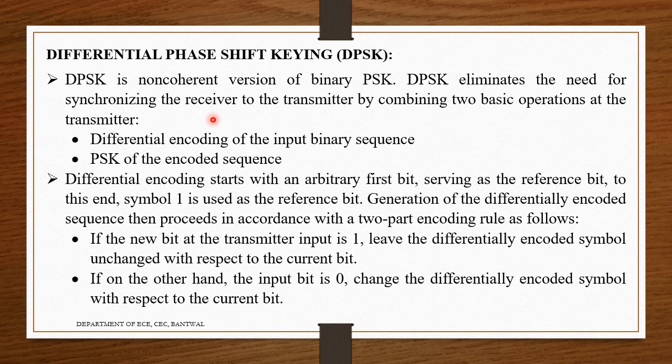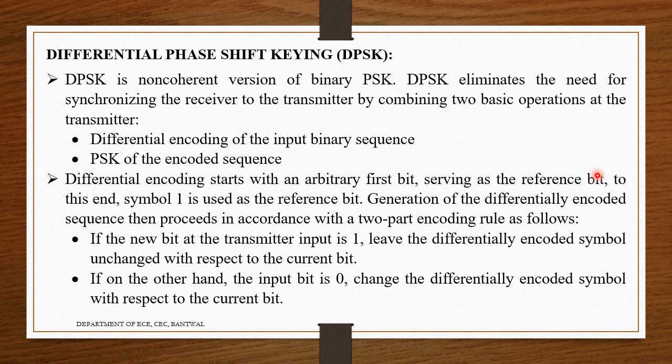But what is happening here is that a differential encoding sequence is added and then PSK is done, and this helps us avoid the need for synchronizing. How is this done? First we differentially encode the input binary sequence, and then we go for the PSK encoding. Here the differentially encoded sequence starts with an arbitrary first bit serving as the reference bit. We have to take one reference bit.